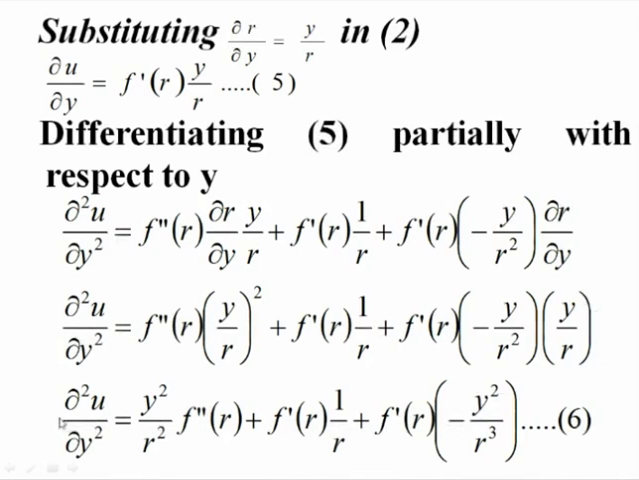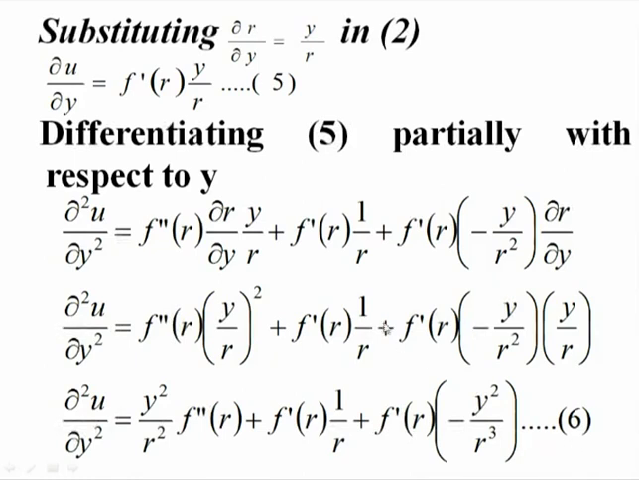So ultimately we get del square u by del y square is equal to y square upon r square into f double dash r plus f dash r into 1 upon r plus f dash r into minus y square upon r cube. This is say result number 6.